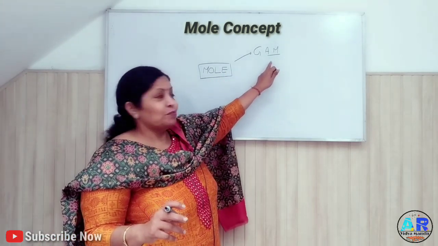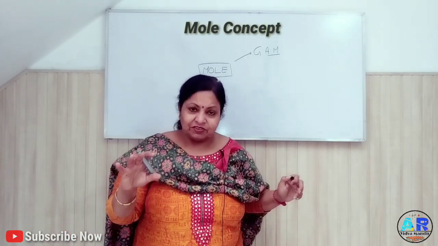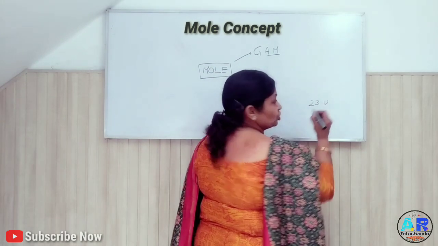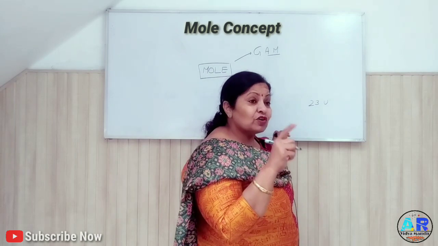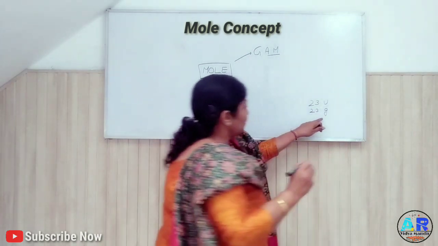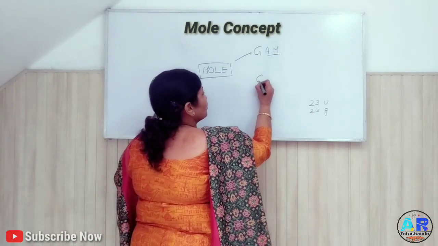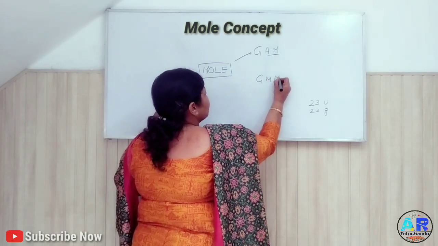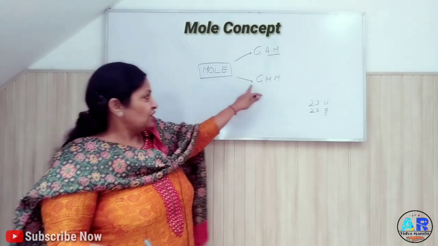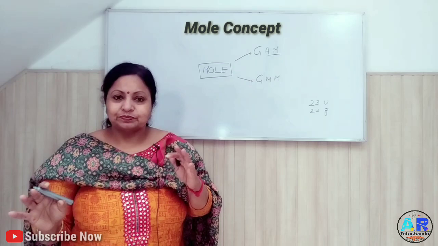out gram atomic mass. For example, if it is sodium, its atomic mass is 23. But if I write 23 u, atomic mass units, then it is the mass of an atom. But if I write 23 grams, it becomes gram atomic mass. Similarly, if it is a molecule, then it comes out gram molecular mass. It is one and the same thing. For molecules, we will find mole in terms of GMM, and in case of elements, we will find GAM.